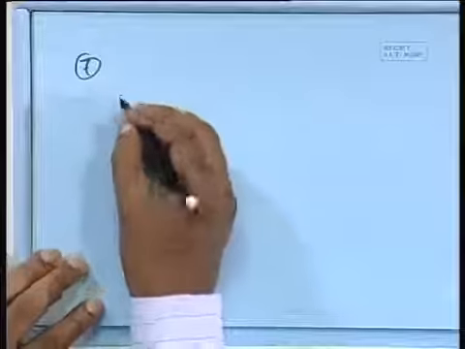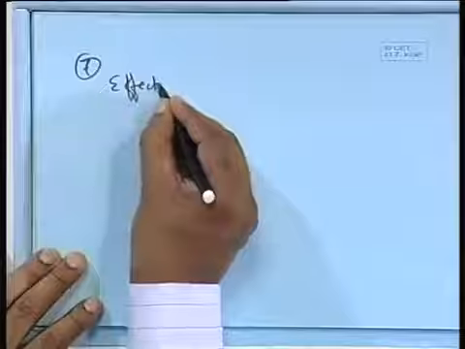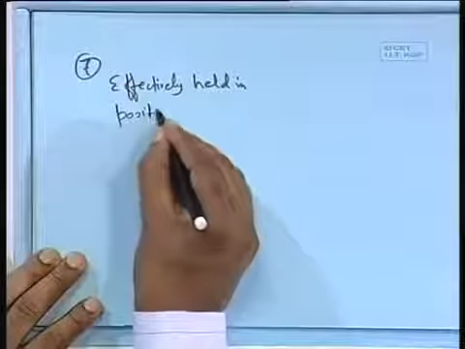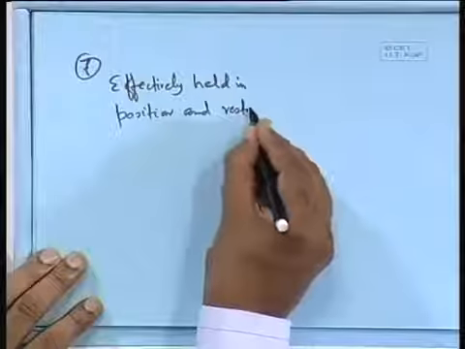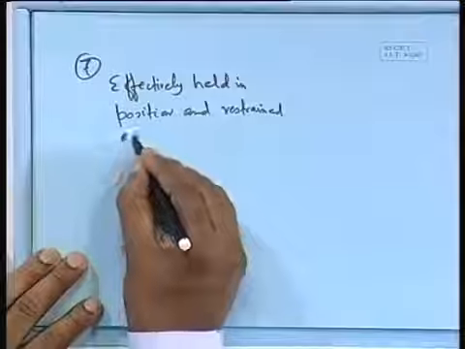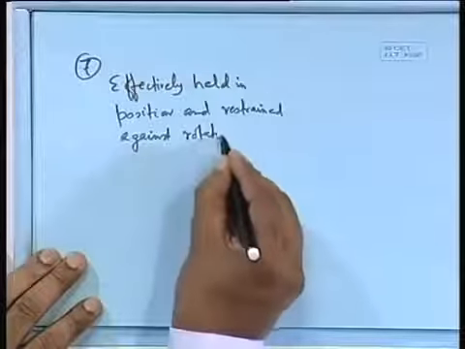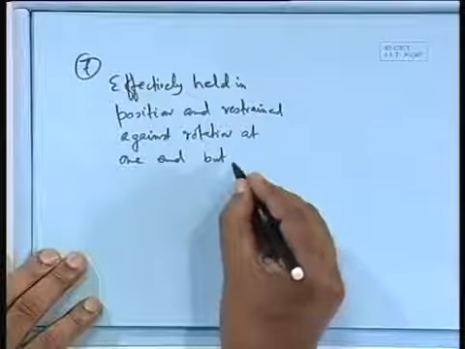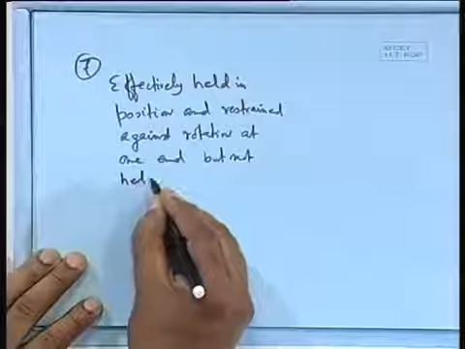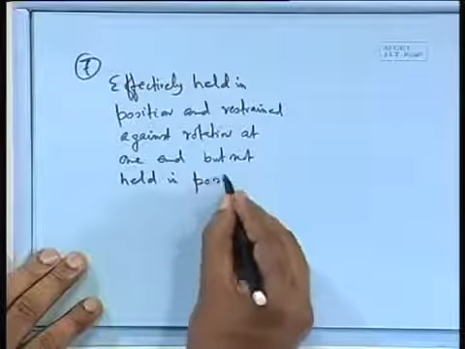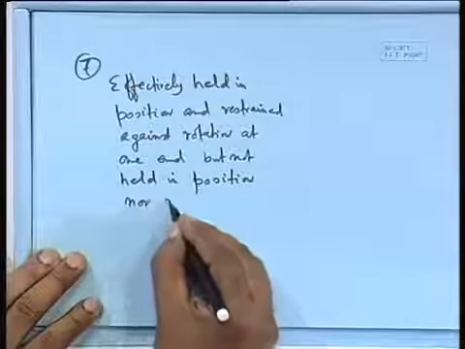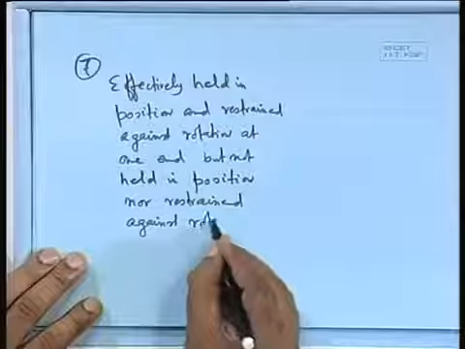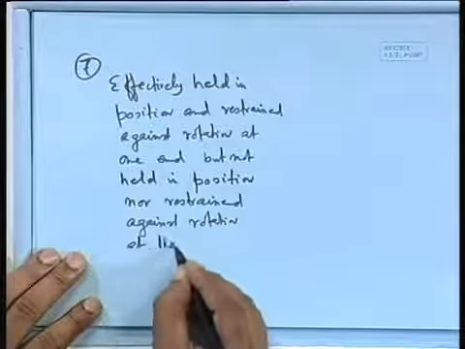The last one is nothing but the cantilever column, but we specify it like this: effectively held in position and restrained against rotation at one end, but neither held in position nor restrained against rotation at the other end. This is the maximum we can have.